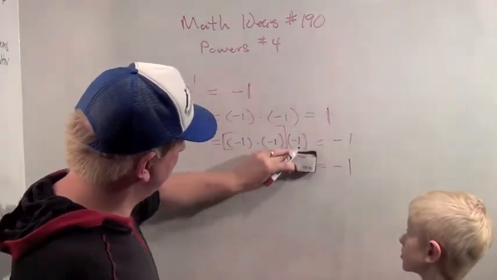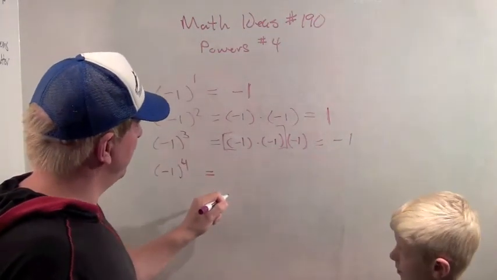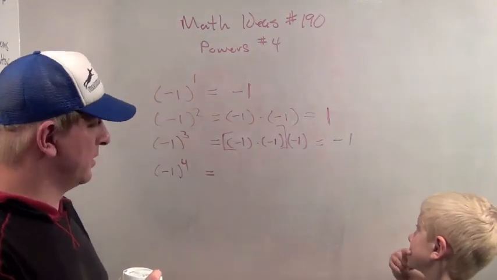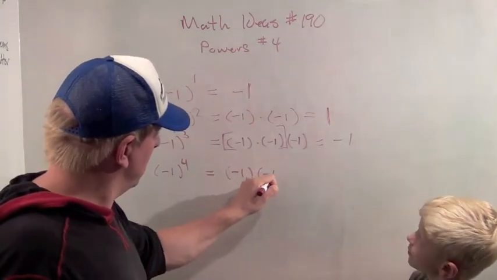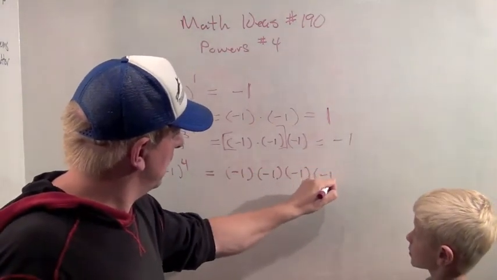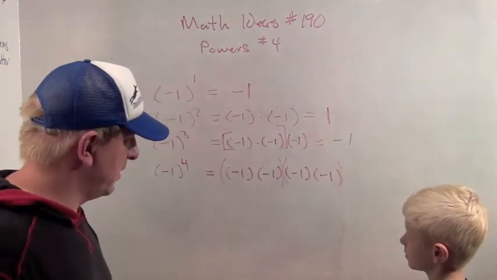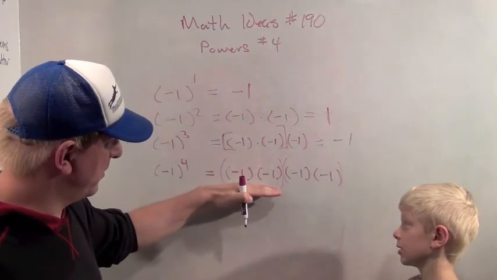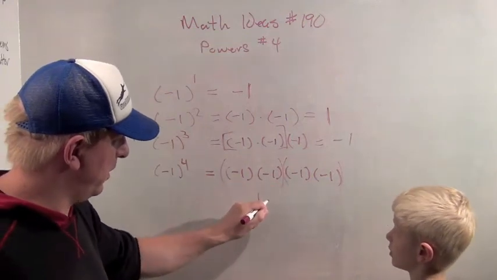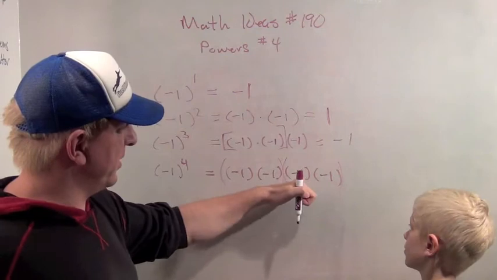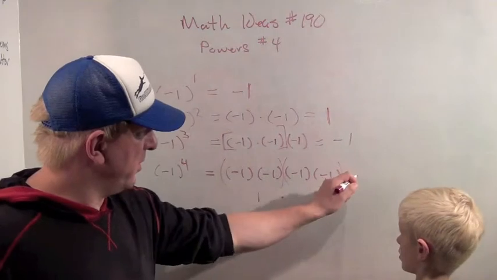I'm just going to erase this line to save a little room. -1 to the 4th, which is what? That means -1 times -1 times -1 times -1. We can group the powers in groups of 2 like this. -1 times -1 is 1, and this group, -1 times -1, is 1. So I get 1 times 1, which is 1. Oh, isn't that interesting?